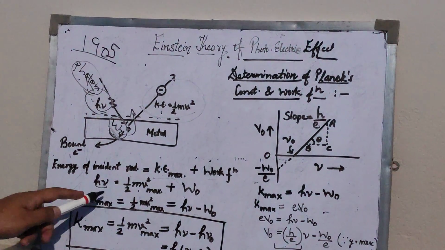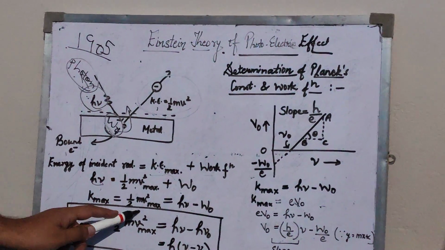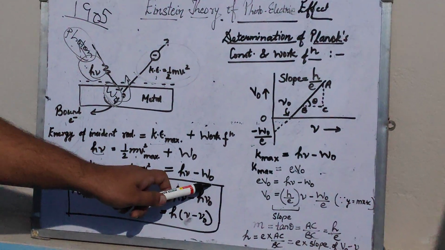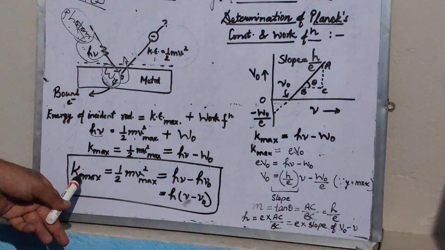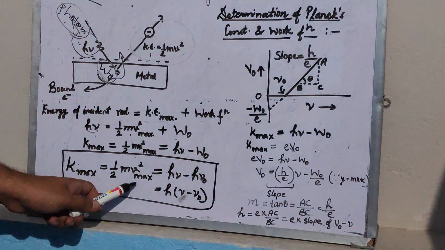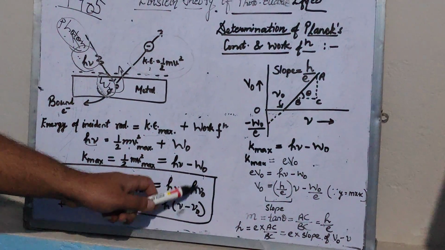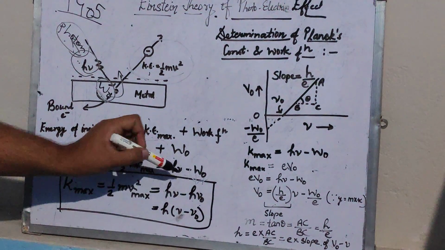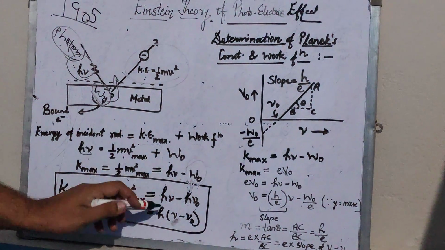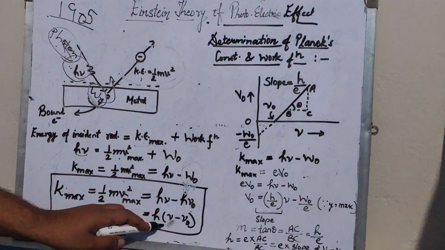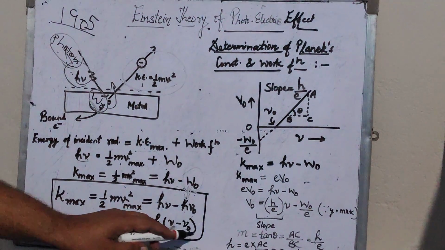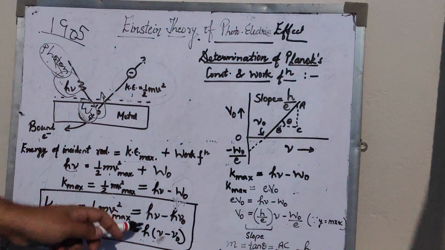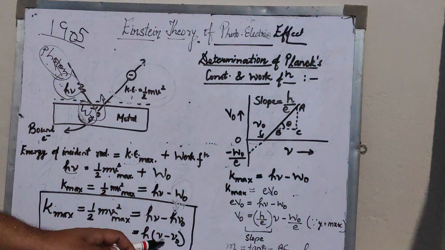So K max, the kinetic energy, is equal to half mv square, which is equal to h nu when we take w naught to this side, then plus is converted into minus. So K max is equal to half mv square max is equal to h nu minus h nu naught. Work function is equal to h nu naught. h is the Planck constant, nu naught is your threshold frequency. This is the formula of work function, h nu naught. And when we take h as common, then it will remain nu minus nu naught. So this is the photoelectric Einstein equation. K max is equal to half mv max square is equal to h into nu minus nu naught.